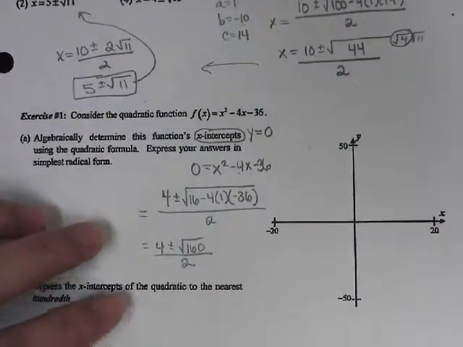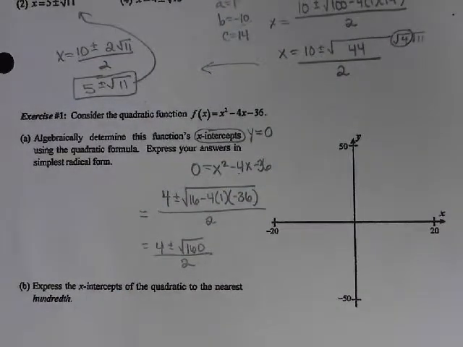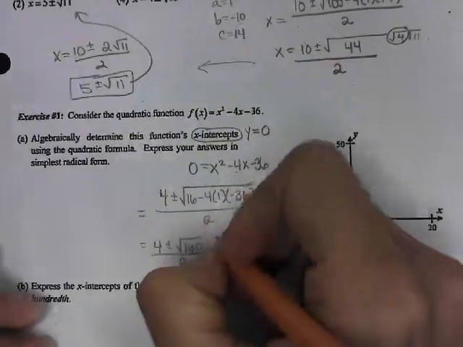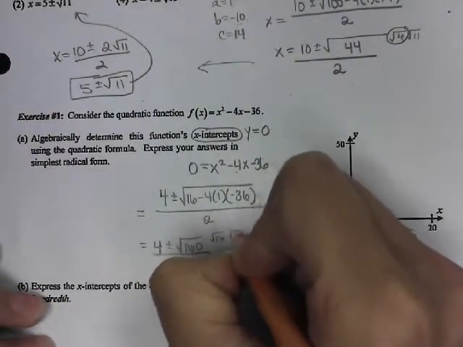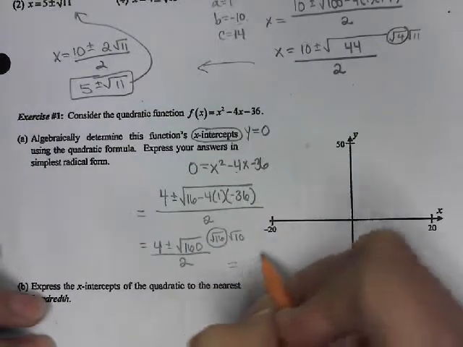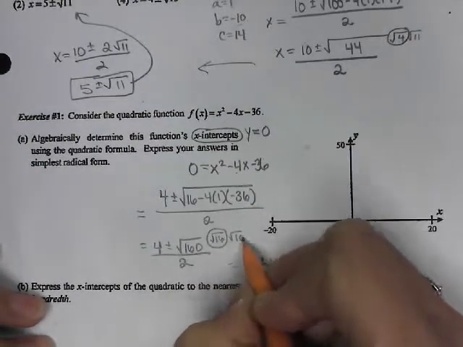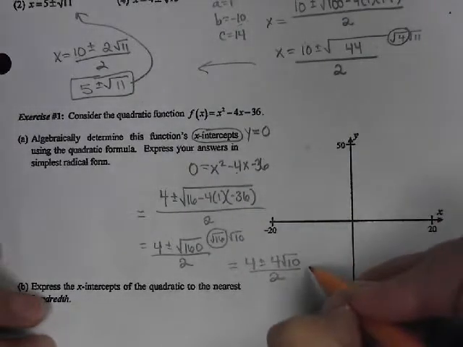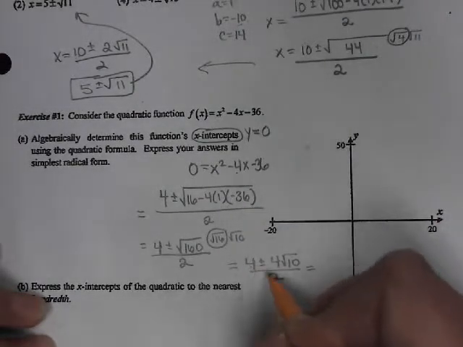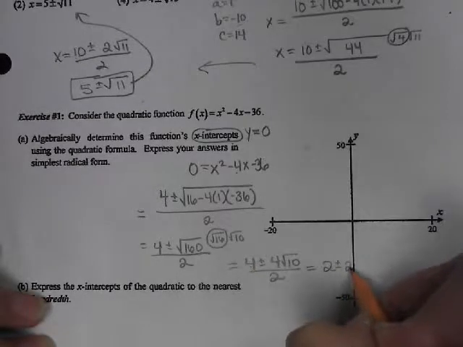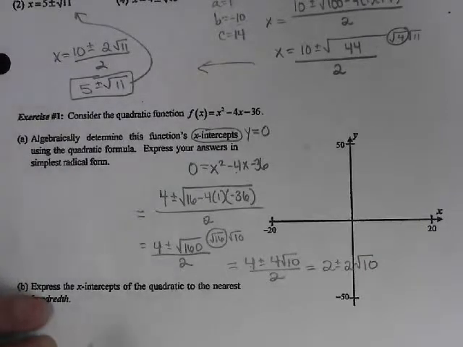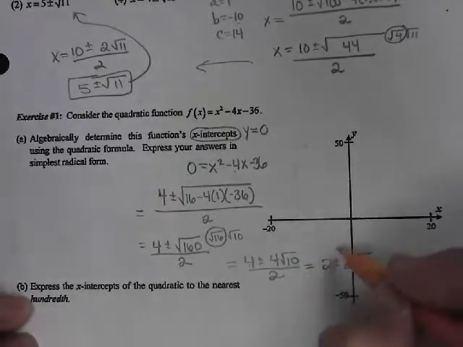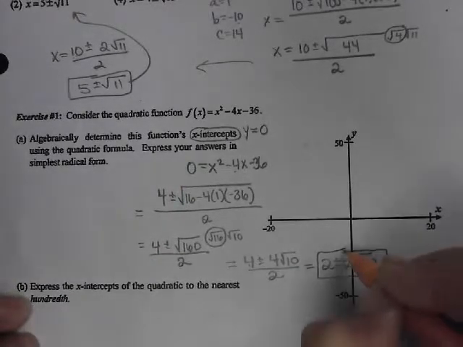And how can we break down 160? I think 16 and 10. So root 16 and root 10 is the best we can do, because that is 4. So it'll be 4 plus or minus 4 root 10, all divided by 2, which is both divisible by 2, so we do 2 plus or minus 2 root 10. Express your answers in simplest radical form. So there they are.